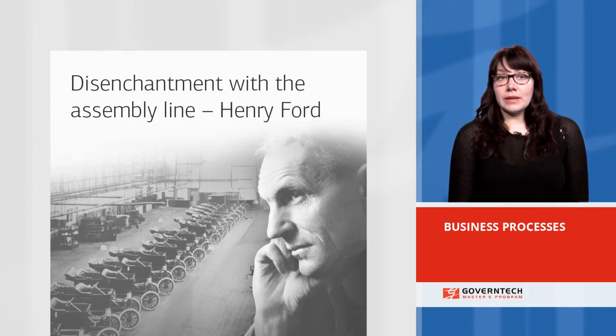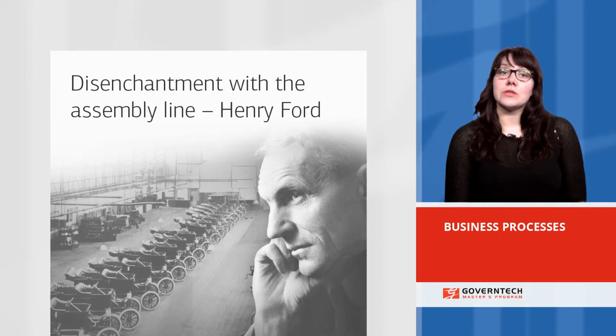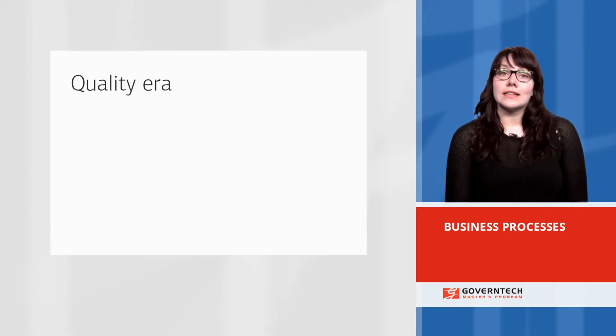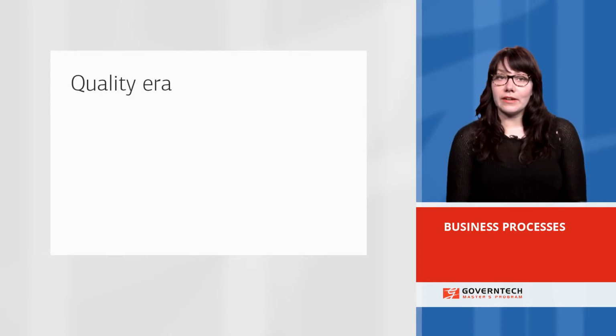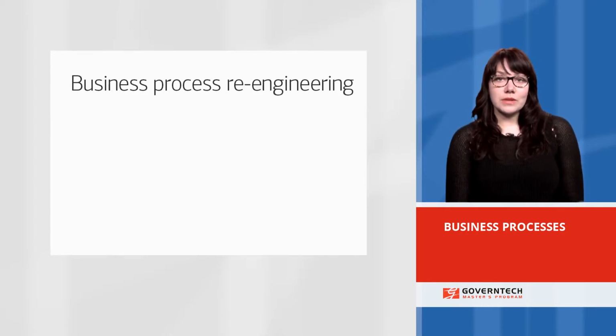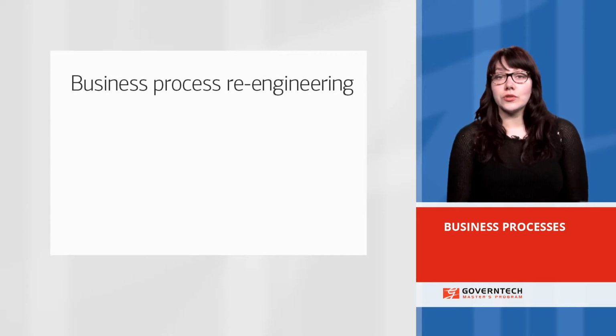The period from the mid-70s was characterized by the use of workflows. The 1980s was characterized by the quality era or the continuous improvement era. The 1990s brought business process reengineering, and the 2000s brought business process modeling.